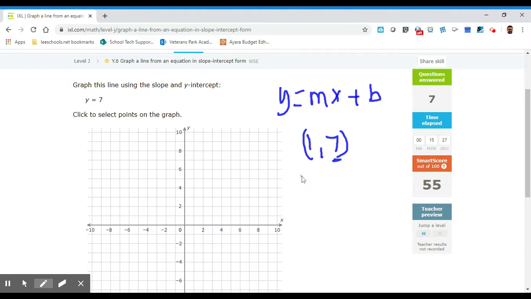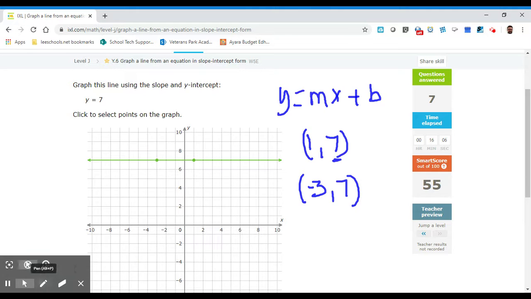And we can pick any other point. It doesn't really matter. Let's pick the point -3, 7. And if you plot these 2 points, 1, 7 is over 1, up 7, and -3, 7 would be -3, up 7. It's going to form a straight line from left to right because there is no slope. If you were to go up a hill and the hill had no slope, it'd be completely flat. And that's what's going on with this line. Every single y value is 7.